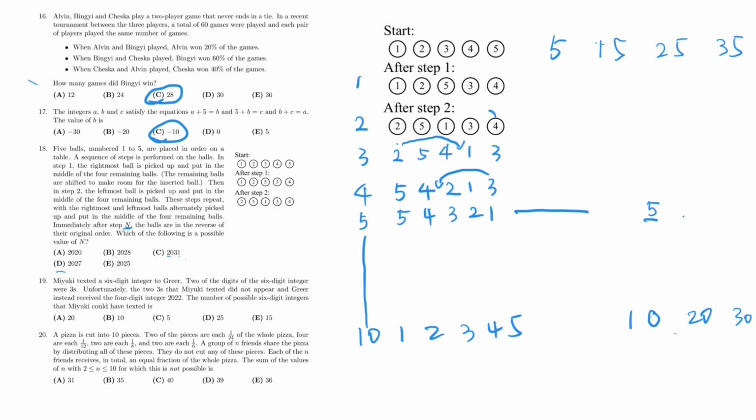In the reverse of the original order, so ending with the 5, that's the only answer, E. If they ask the same order, 1, 2, 3, 4, 5, that will be A. So the answer of 18 is E.